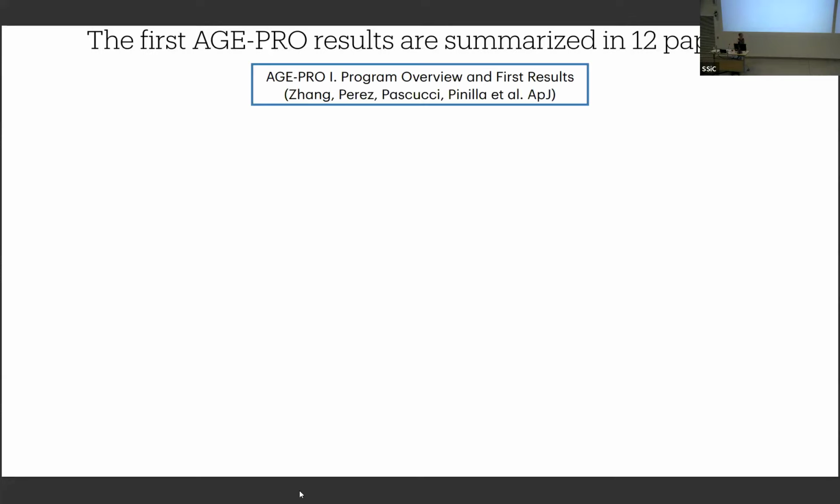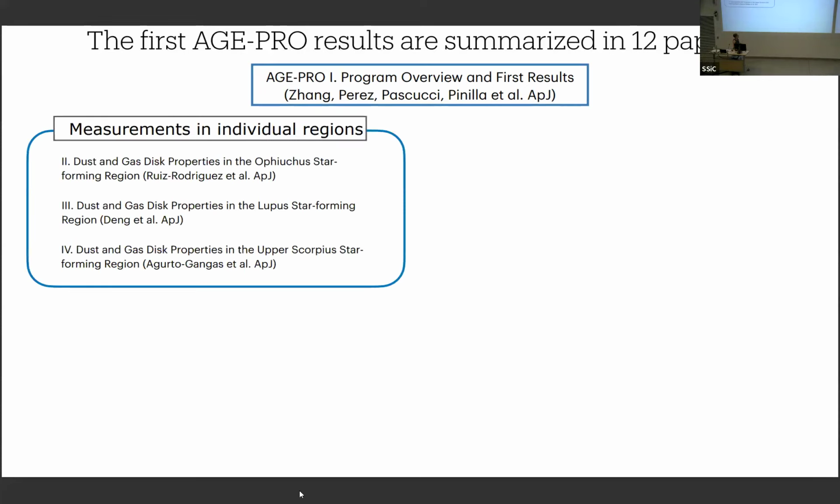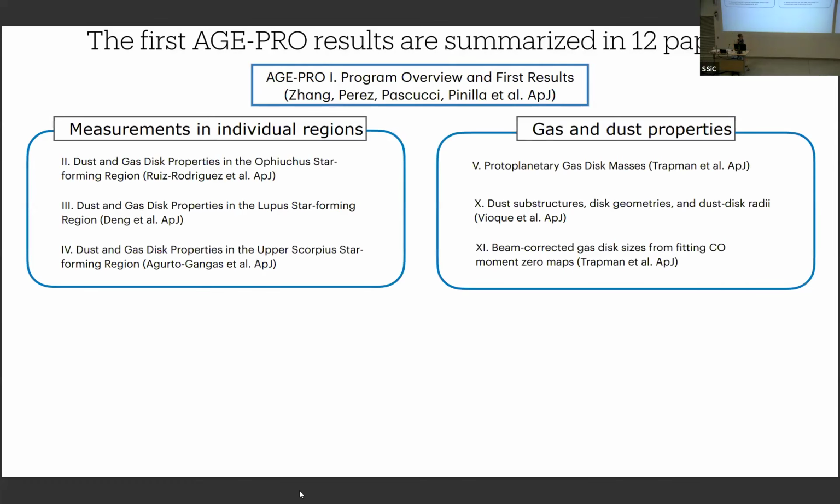Okay. So the thing that I want to mention is that the first set of AGE Pro results are out, and there are 12 papers that have been published in August. First, there is an overview paper that discusses the strategy for the observations and also some of the main results. And then we have a set of papers that focus on measurements of disks in individual star-forming regions.